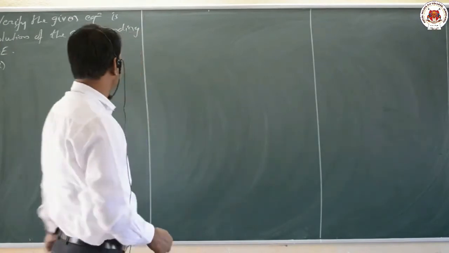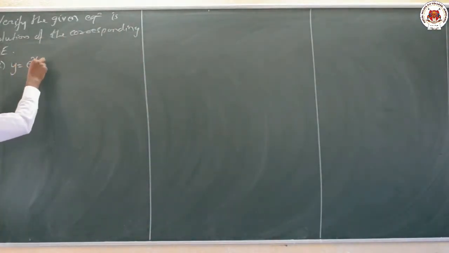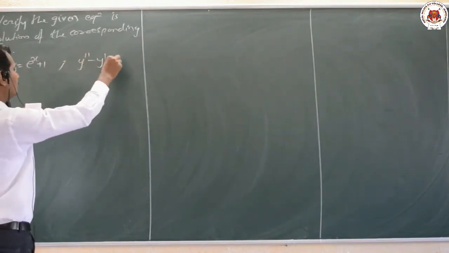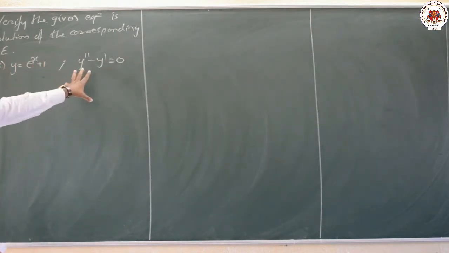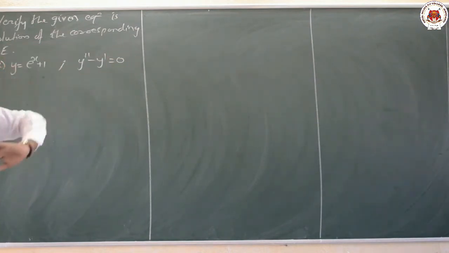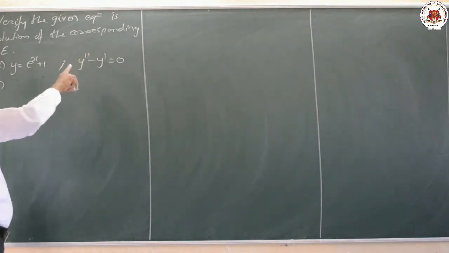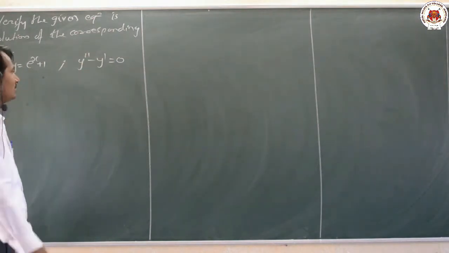Okay, students, now let us move on with the next problem. The equation is y equal to e raised to x plus 1, and the corresponding differential equation is y double dash minus y dash equal to 0. We have to verify whether the given equation is a solution or not. That means after substituting this value, we will get LHS equal to RHS or not. Here y double dash means second order derivative and y dash means first order derivative.